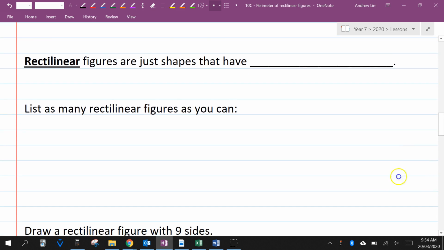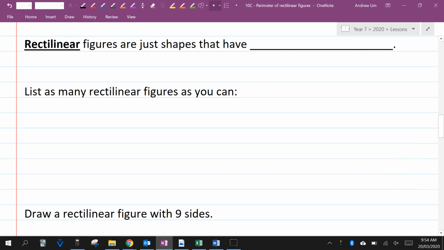Right. Rectilinear figures are just shapes that have straight sides only. Okay, so it's not just rectangles. As long as the shape has only straight sides, so not a circle, not a semicircle, not an oval, not an ellipse, as long as they have only straight sides, it's considered a rectilinear figure.